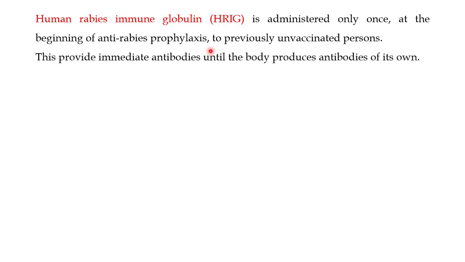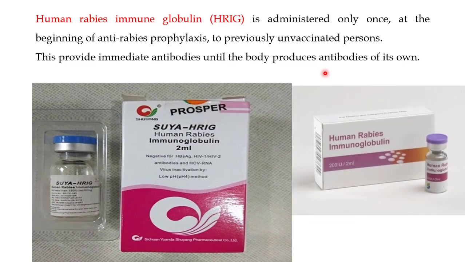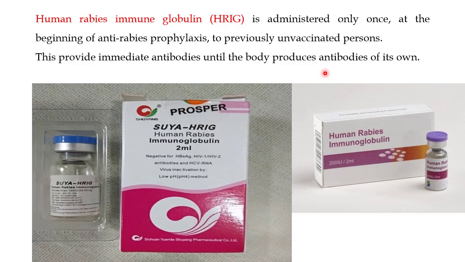Now, this HRIG, as I told you, is an anti-serum. It is going to contain the antibodies against the toxin produced by the rabies virus. So this HRIG provides immediate antibodies until the body produces its own antibodies to tackle the condition of rabies. Now these are some of the commercially available human rabies immunoglobulin in the market, and you can use them to treat the rabies condition.